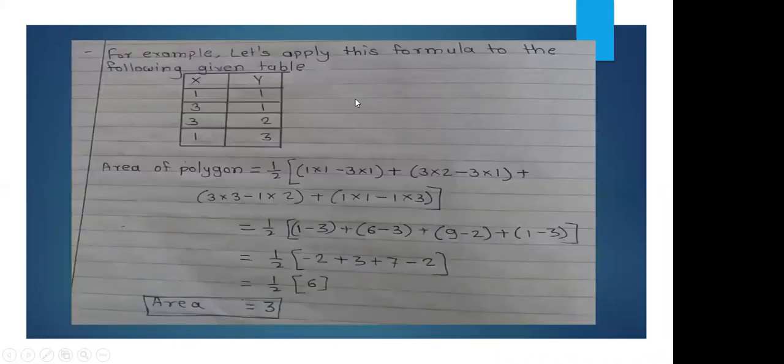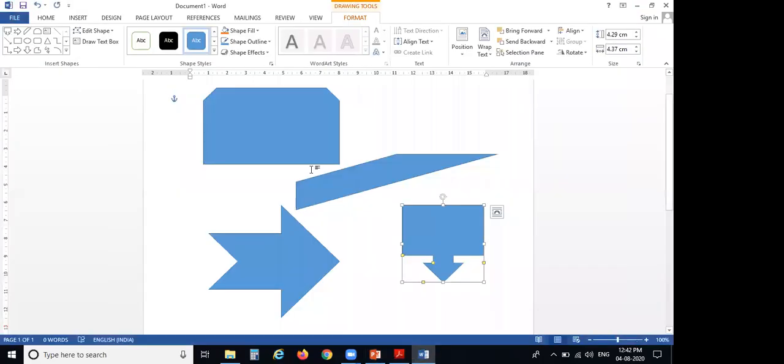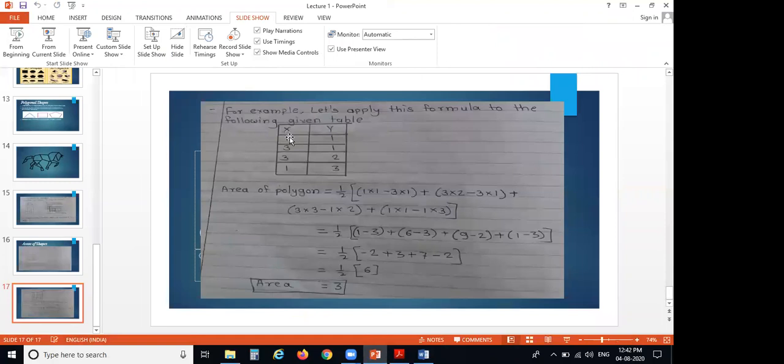I'm giving here different types of shapes. Polygonal shapes are available. So suppose I want to calculate the area of this polygon. Then I am taking the coordinates. That means this is the first coordinate, this is second, third, fourth, fifth, sixth, and 6 coordinates are taken here. That is, x has 6 coordinates and y has 6 coordinates. And by giving those coordinates, the area of the polygon is calculated.